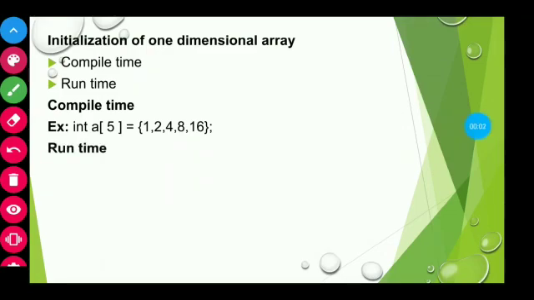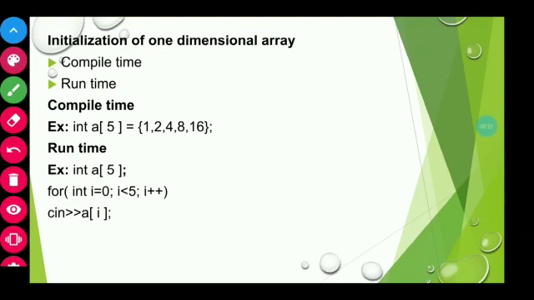Runtime initialization is used for large arrays or to initialize an array with user specific values. See the example here. An array of 5 elements is declared. A for loop is used to provide the values one at a time. This for loop repeats 5 times since the size of the array is 5 here.